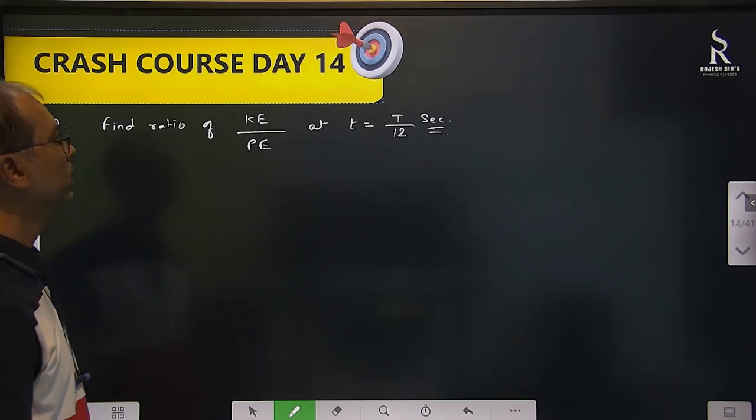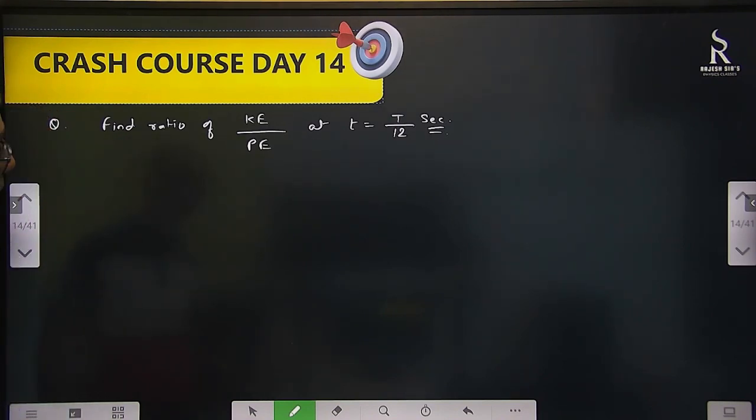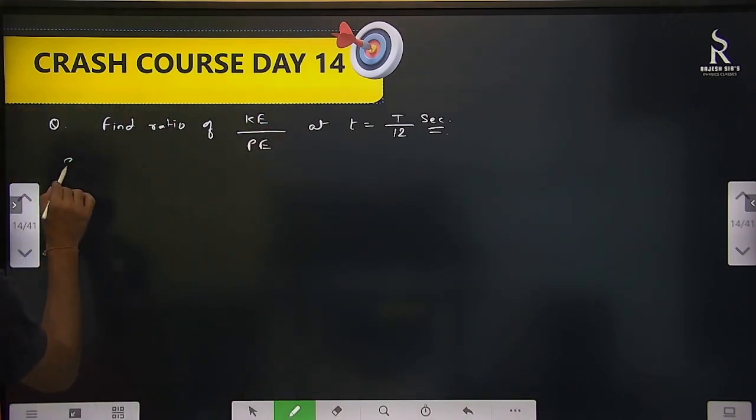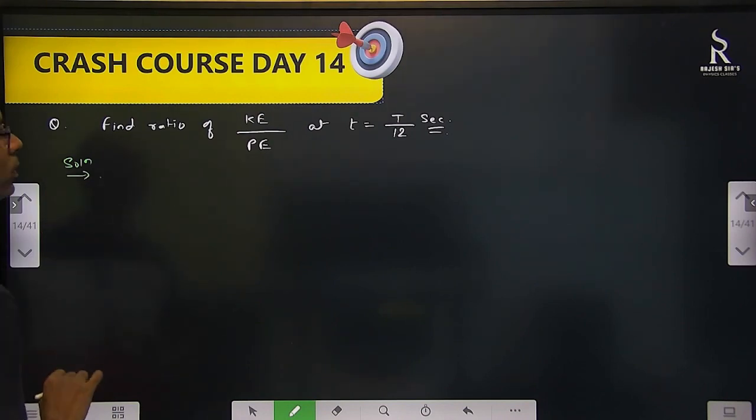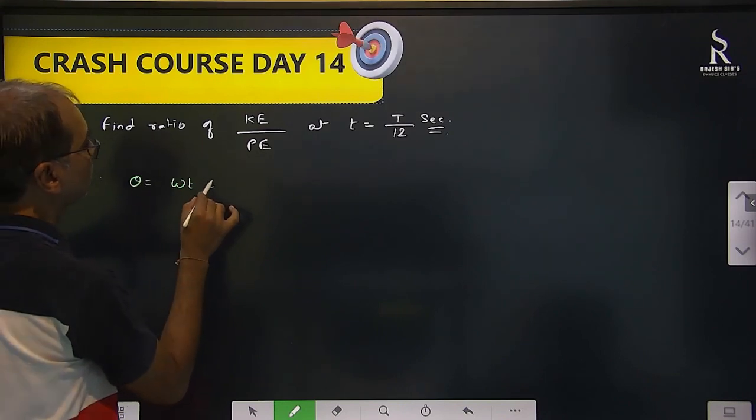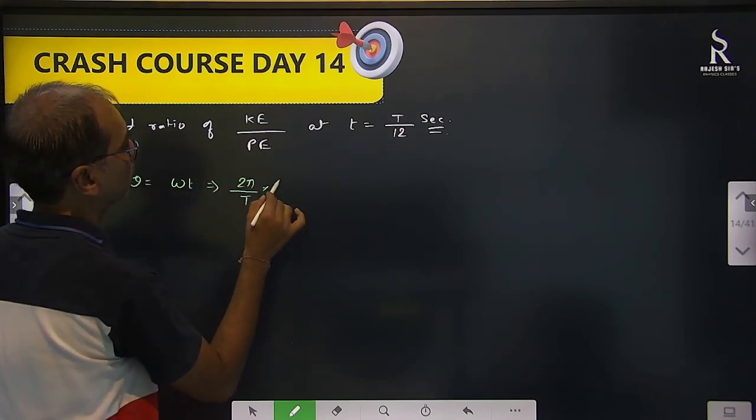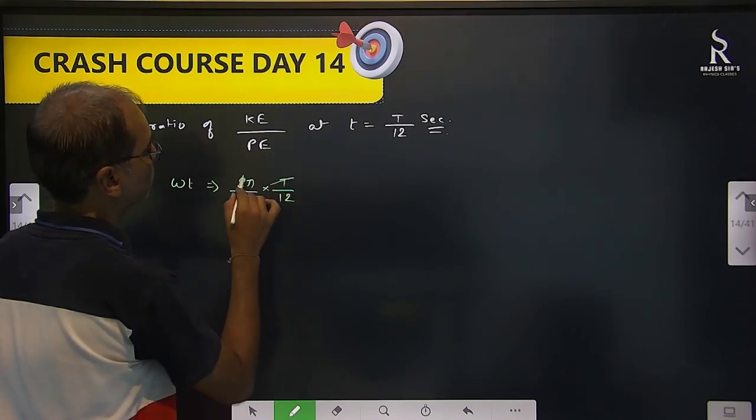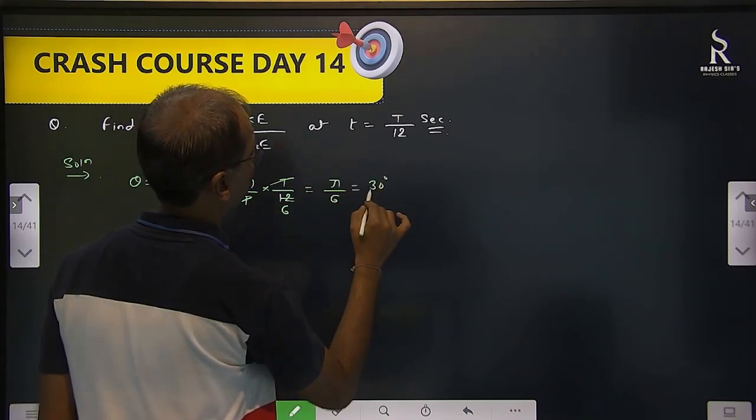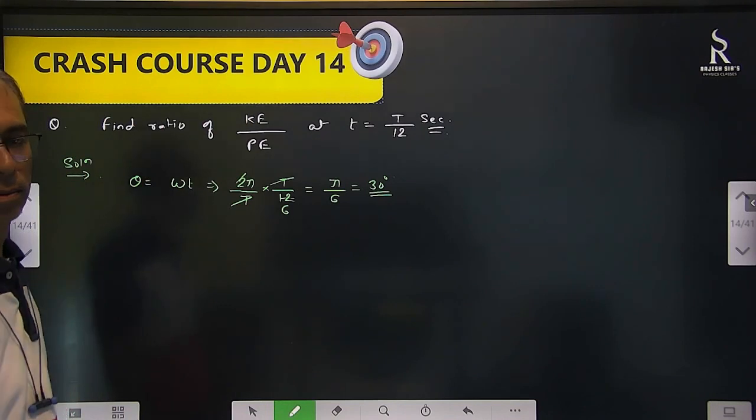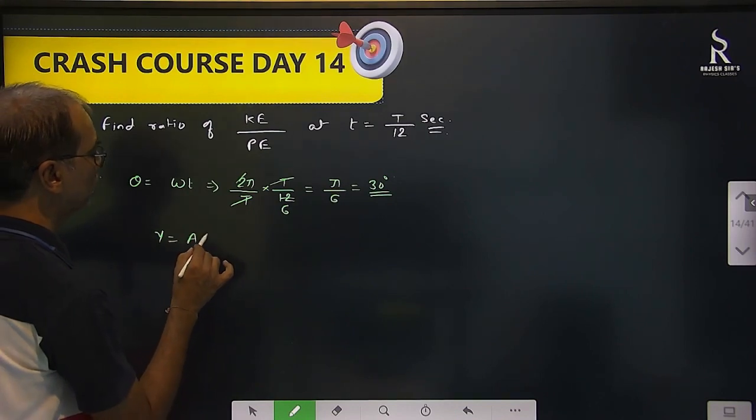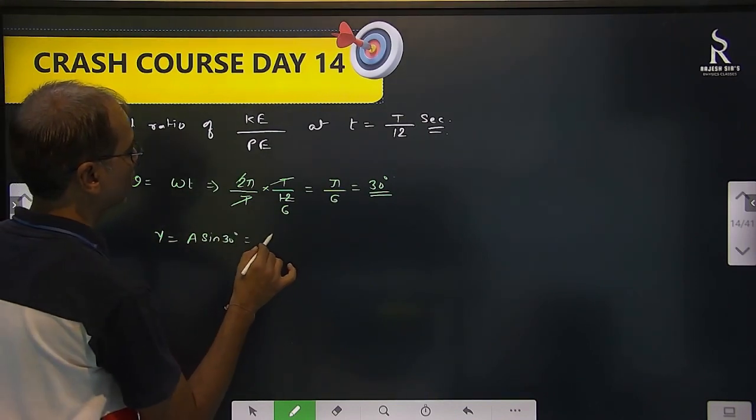Find the ratio of kinetic energy and potential energy at t equal to T by 12. Now this is with time. Okay, see then what it is. T by 12 is what? Let's see. Theta equal to omega t. So this is 2 pi by T into T by 12. This is cancelled, this is 6. So pi by 6, that means 30 degrees. At 30 degrees, what is the position? So y equal to A sine 30, that means this is A by 2.